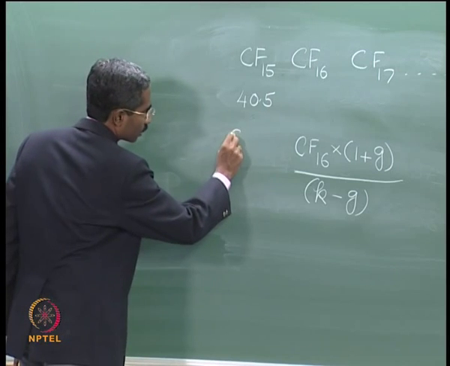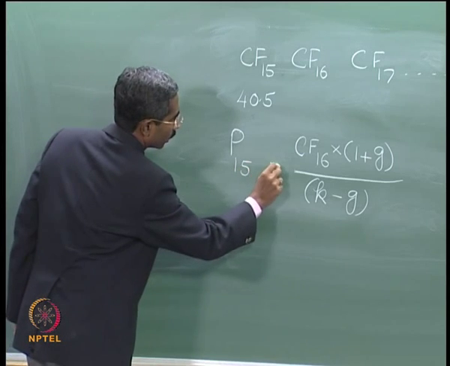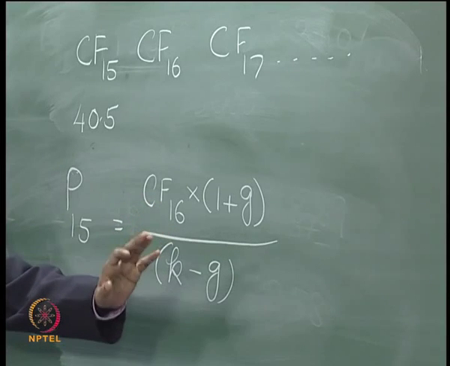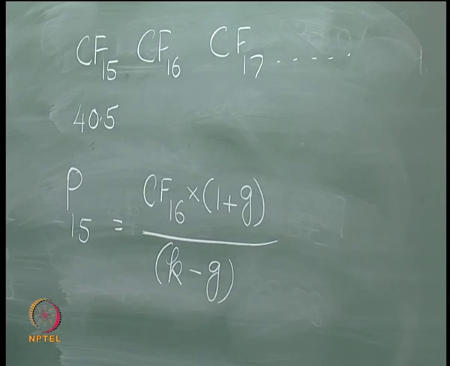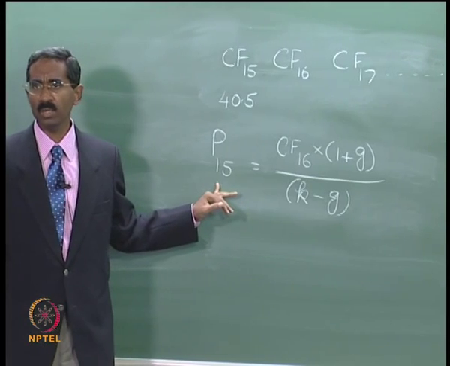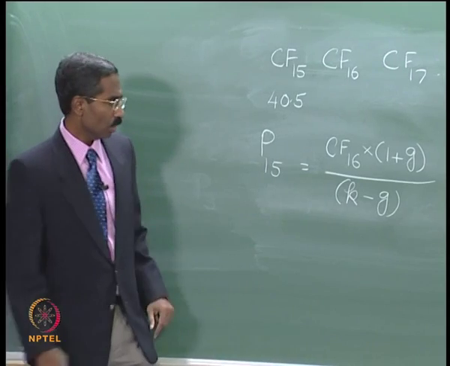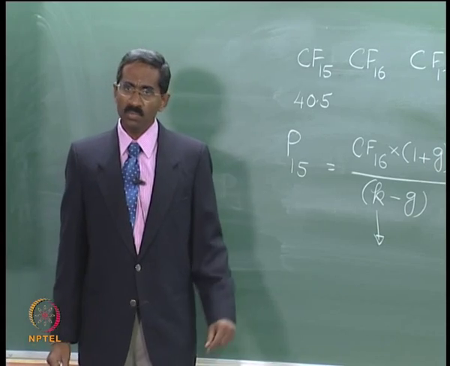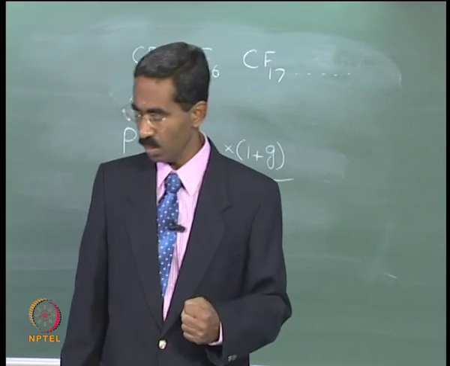So the value of this perpetuity cash flow stream in year 15 will be cash flows in year 15 multiplied by 1 plus growth rate, divided by the cost of capital minus your growth rate. So this is your terminal or residual value at the end of year 15. For calculating this terminal or residual value, we need to actually determine your cost of capital. So first we will determine your cost of capital and then come back to determining your terminal value.